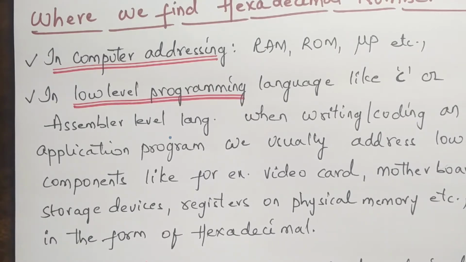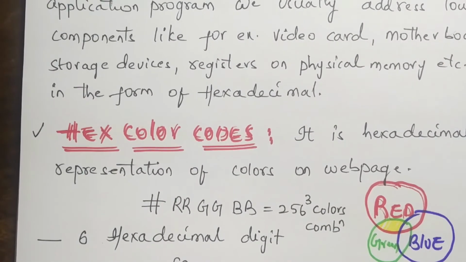And we also see hexadecimal numbers in low level language programming like C and assembly language. We actually access or address low level components like video cards, graphic cards, logic gates, transistors, and memory addresses in the form of hexadecimal values.